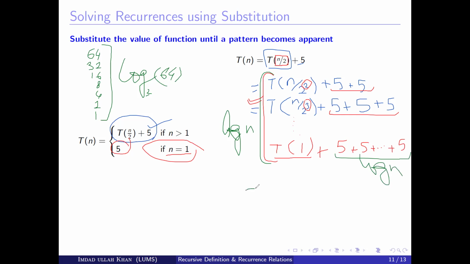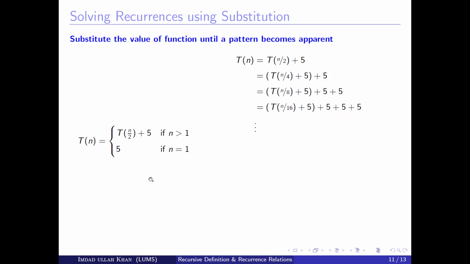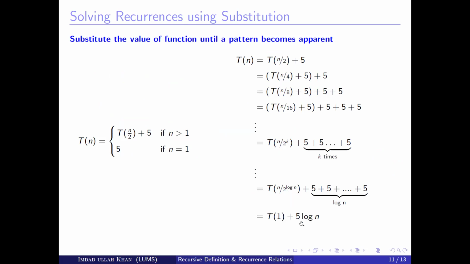We'll keep on substituting them over here. So this thing will come when we say n over 2 to the power log n. That means that will take us to 1. So that will give us T of 1 is 5. 5 plus 5 times log of n will give us the closed form of this particular recursive relation.